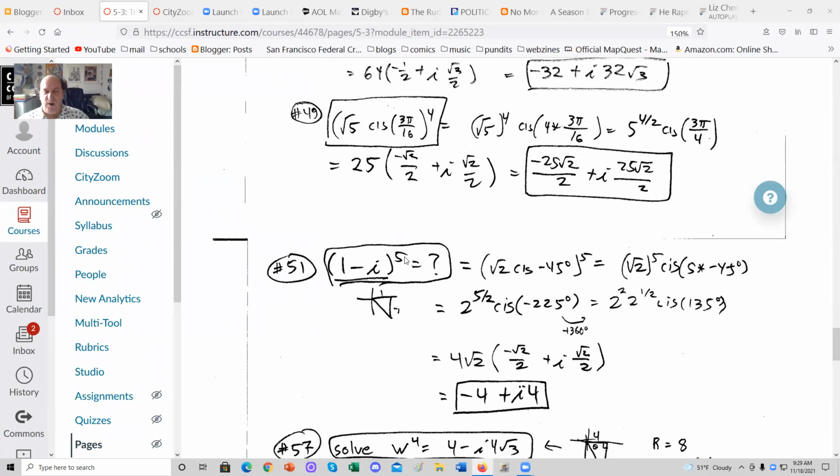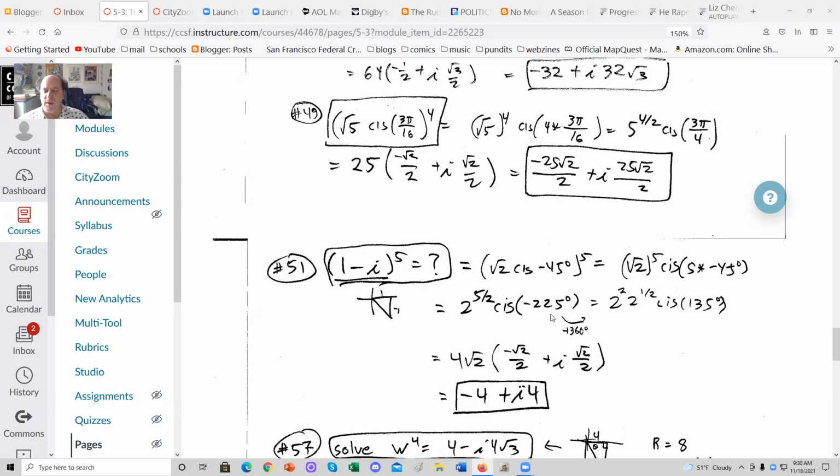Here we have the 5th power of 1 minus i. Well, 1 minus i is over 1, down 1, diagonal root 2, angle is negative 45 degrees. So we have root 2 cis negative 45 degrees, that to the 5th power. Distribute the 5th power: root 2 to the 5th, cis of 5 times negative 45 degrees. Root 2 is a half power, to a 5th power is a 5 halves power. 2 to the 5 halves power, cis of, this works out to negative 225 degrees.